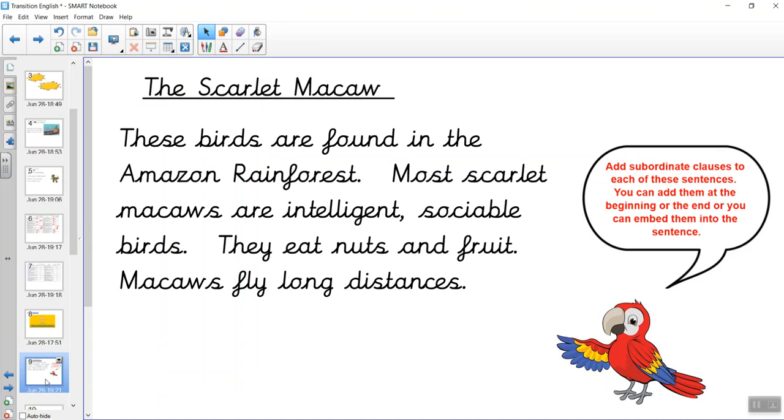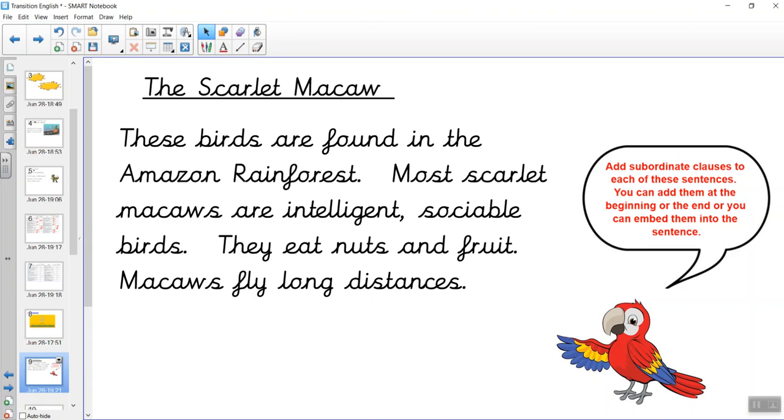The first job is I've written some sentences here about the scarlet macaw. It says these birds are found in the Amazon rainforest. Most scarlet macaws are intelligent, sociable birds. They eat nuts and fruit. Macaws fly long distances. So I can see 1, 2, 3, 4 full stops. There are 4 sentences there.